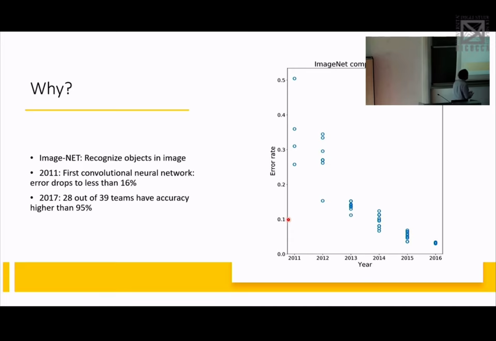And why is that? You've probably seen some variation of these slides many times if you're in this degree. These are the results of the ImageNet competition, where you had to develop some kind of algorithm to recognize what kind of object is present in an image. The errors used to be around 30%, 40%. In 2011, with the first convolutional neural network, the error dropped to 16%. And in 2017, 28 out of 39 teams had an accuracy higher than 95%.